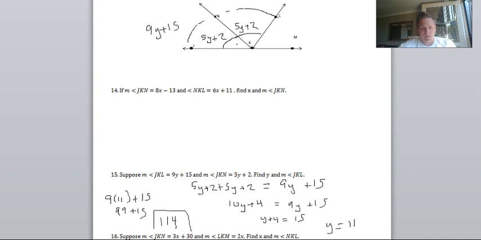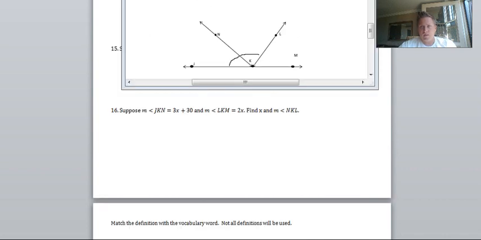114 degrees would be my final answer that I have right there. Okay. Alright, and the last one of these problems. Again, it's the same diagram that we have right here. It says JKN is 3x plus 30. This is 3x plus 30.